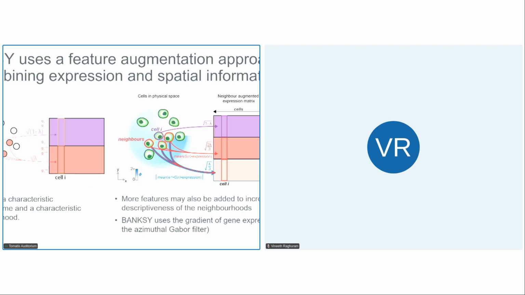Okay, and in practice, we find that just using the mean expression of the neighbors is simple and works all right, but you can get a little bit of a performance boost if you also incorporate the gradients, for example, the gradient in gene expression around each index cell. So we developed what we call the azimuthal Gabor filter, which is essentially a Gabor filter in the circular azimuthal direction, and that captures a bit more structure in the neighborhood. But you could imagine more generally training a variational autoencoder, getting an embedding there, and appending that embedding vector to the matrix.